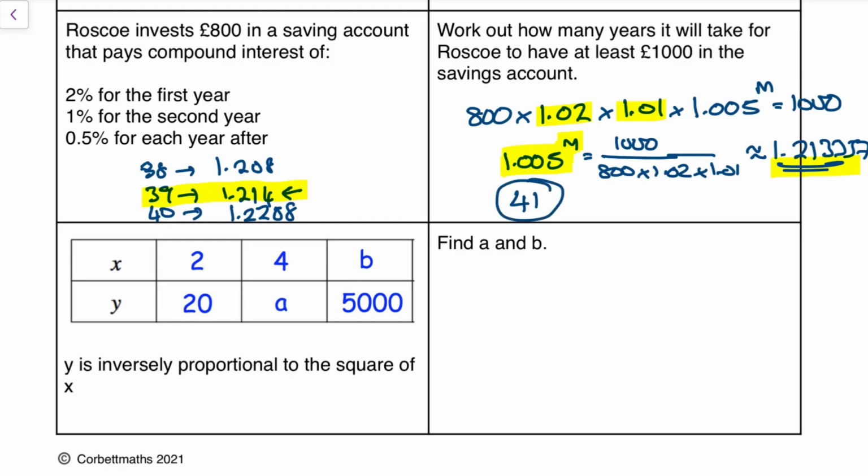That's, again, quite a difficult question. It's quite easy to mess that question up if you don't go back and think about what you've got. Well, you always go back and read the question again. Either way, answer to that question, 41 years.